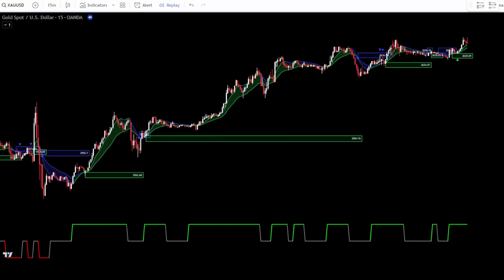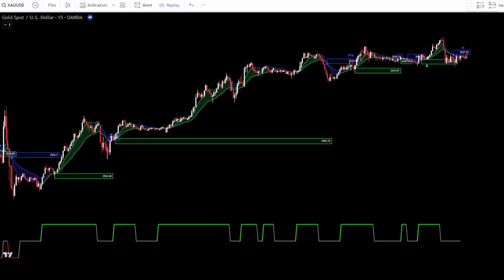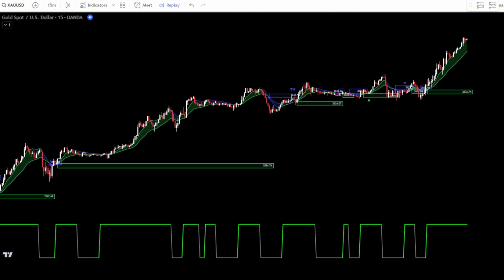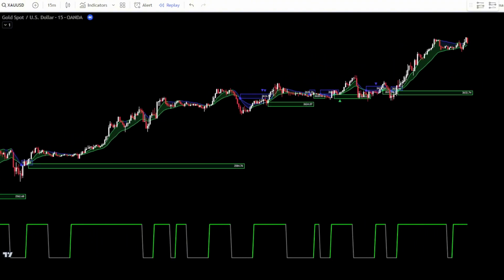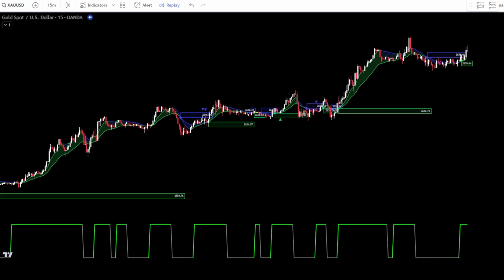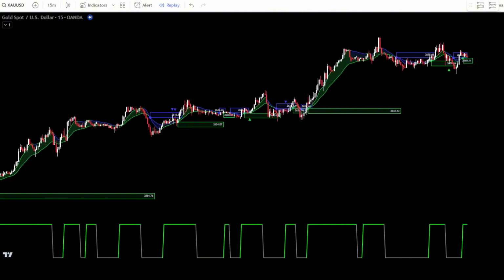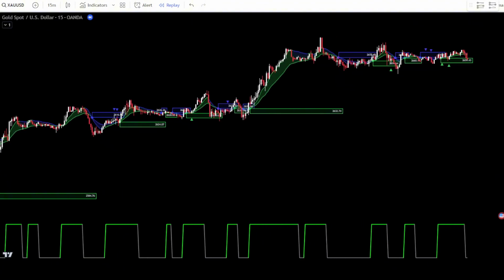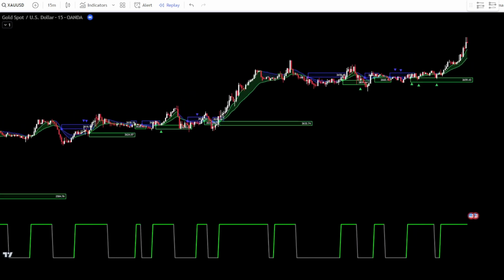The zero-lag MA trend levels is one of the hidden indicators that can be used by all traders without subscribing to premium features. This free TradingView indicator has exceptional capabilities in identifying trends and providing accurate buy-sell signals. In this example, we will use it for scalping gold or XAU/USD on the 15-minute time frame.